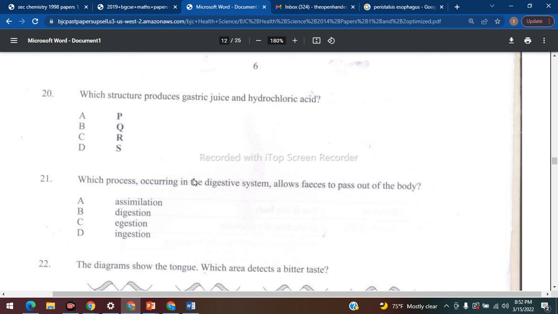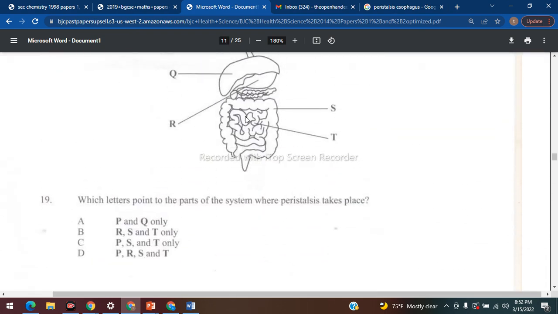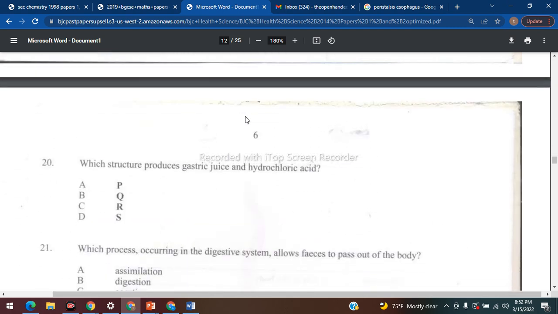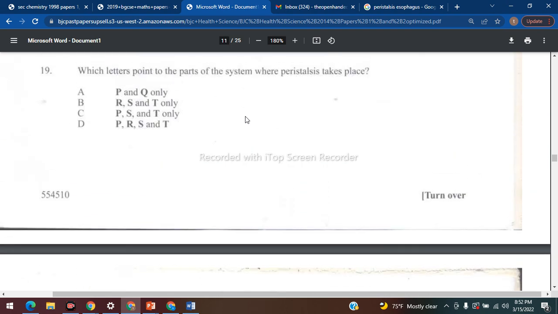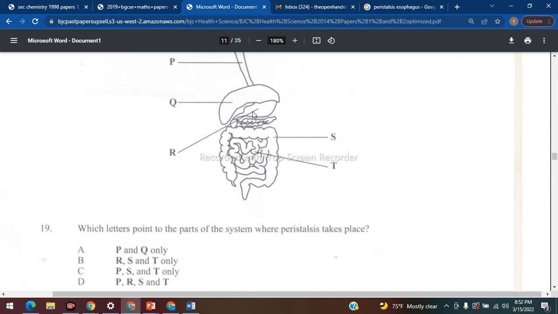Which structure produces gastric juice and hydrochloric acid? I think it's the liver. Gastric juice and hydrochloric acid. The stomach. Yes, C. R is C.